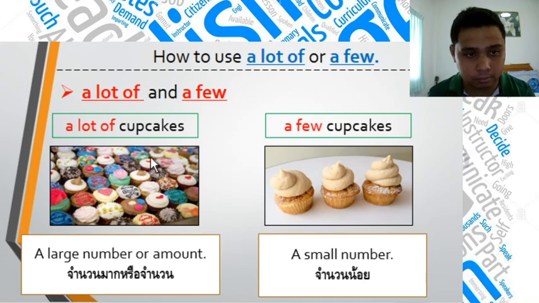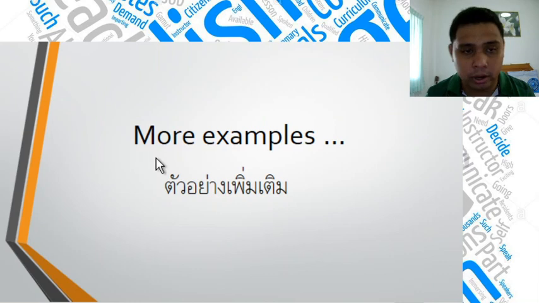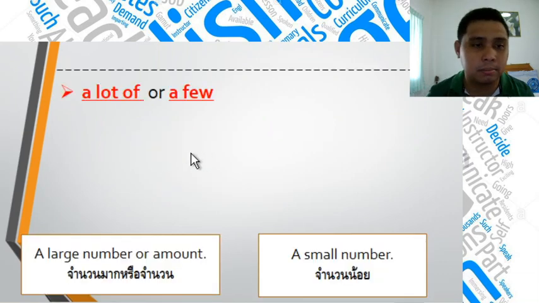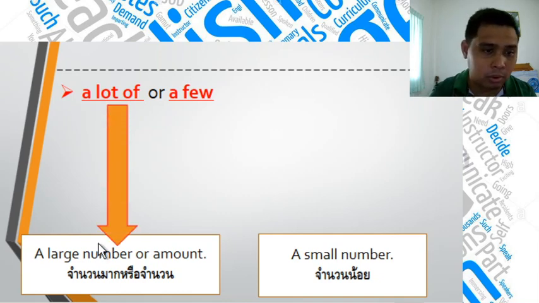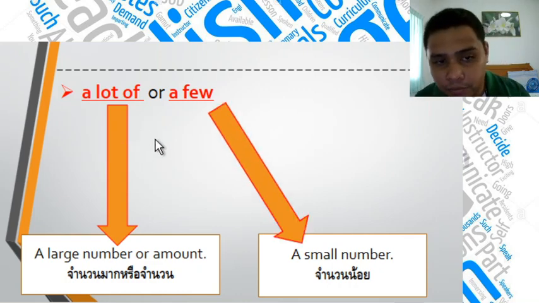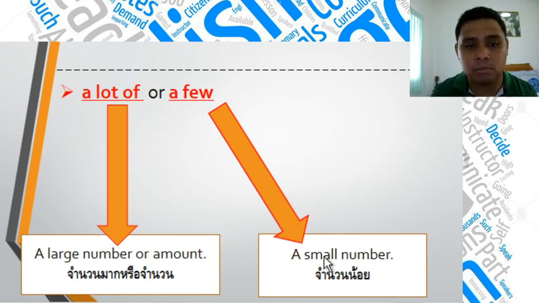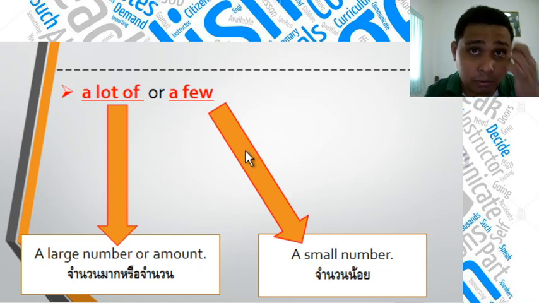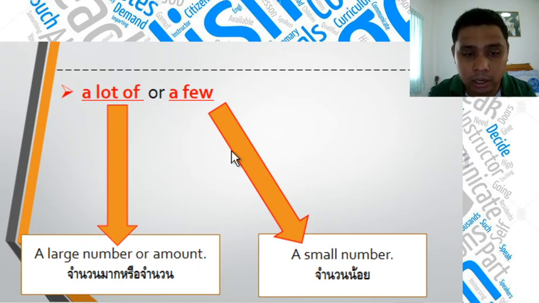Okay, next, I have here more examples. Don't forget, a lot of is a large number or amount. Next, a few. A few is a small number, like less than 5, that is considered a small number. But a lot of is a large number or amount. Okay, next.